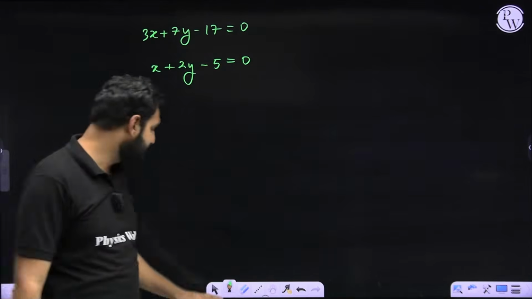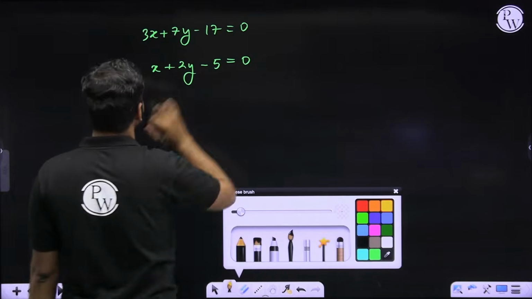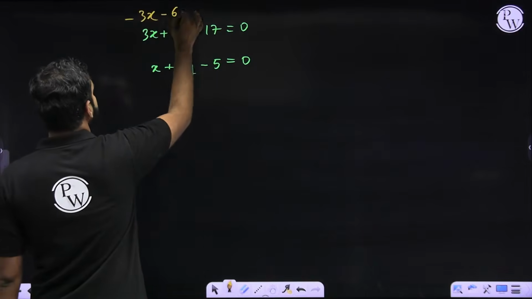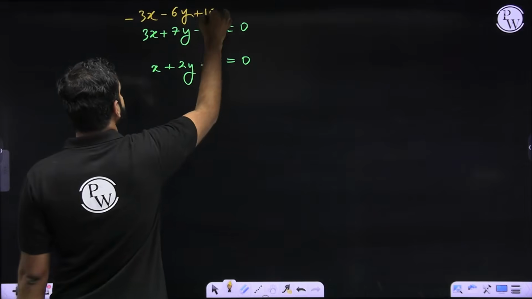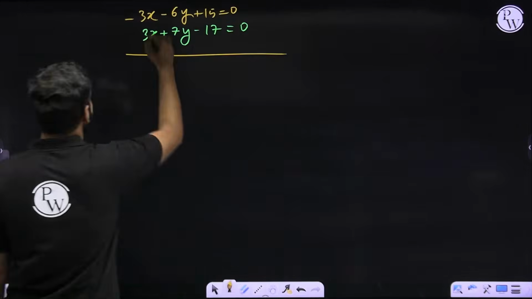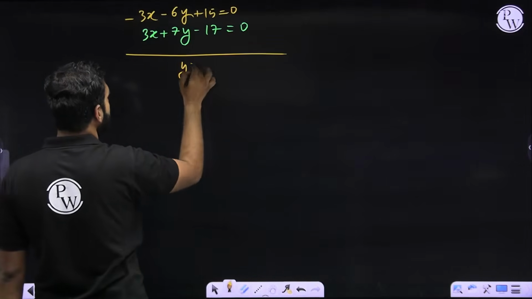I hope it's easy and simple for us to find out the point of intersection. If I multiply this entire equation by minus 3, I'll get minus 3x, here I'll get minus 6y, here I'll get plus 15 is equal to 0. So this is what I've done here. If I add both of these equations, this and this are cancelled. 7y minus 6y is y. 17 minus 15, that becomes 2.